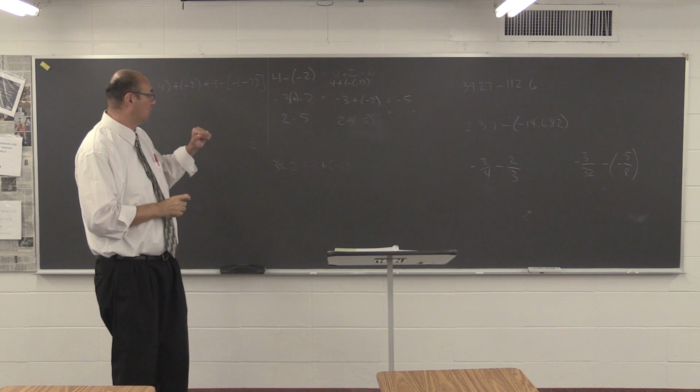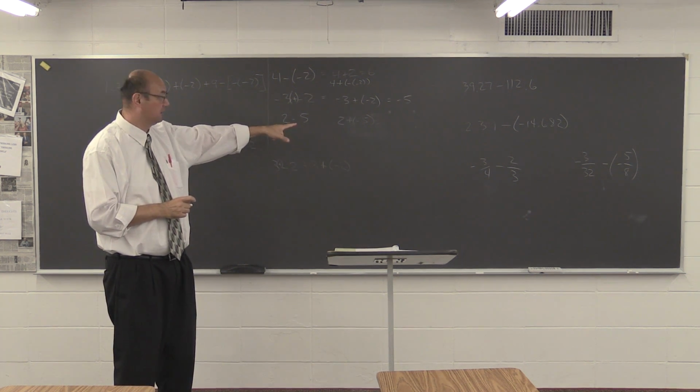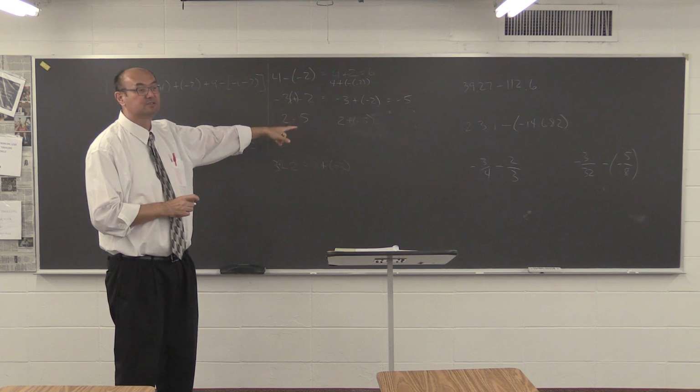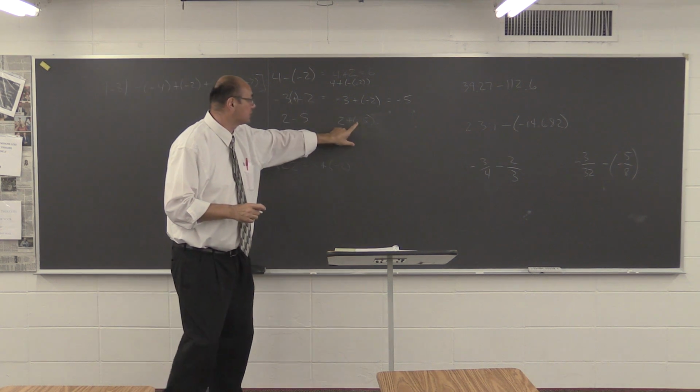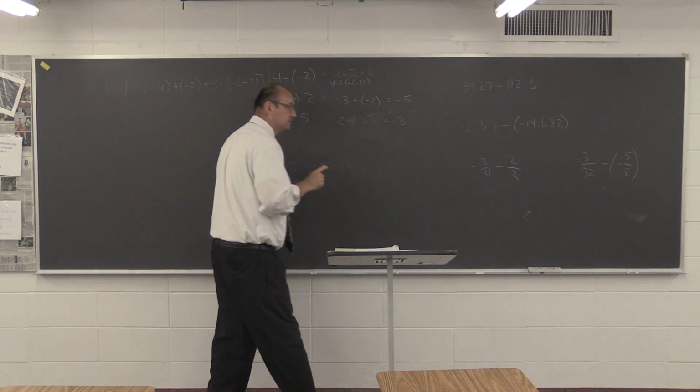So, different sign, we subtract. And when we do, 5 minus 2 is 3. What's the sign of the larger number? Good, so it's a -3. That's our answer.